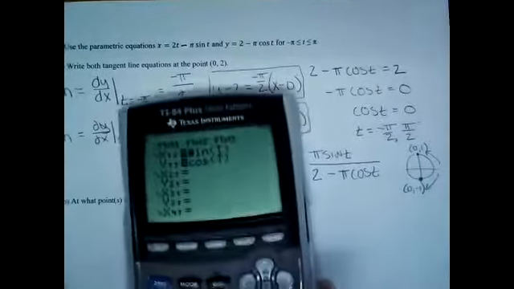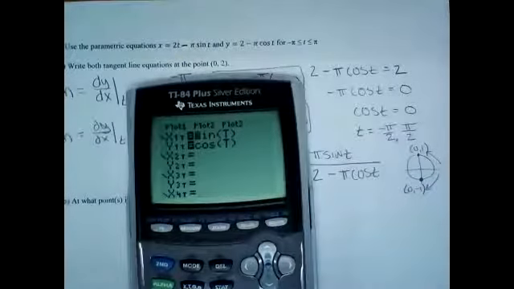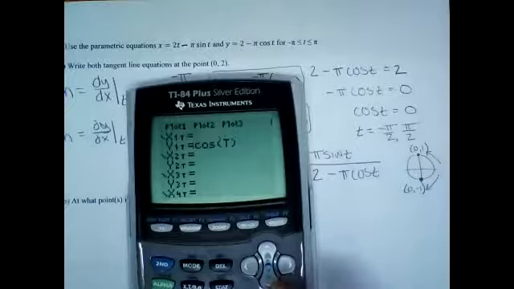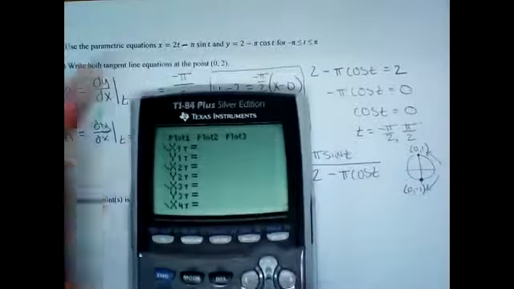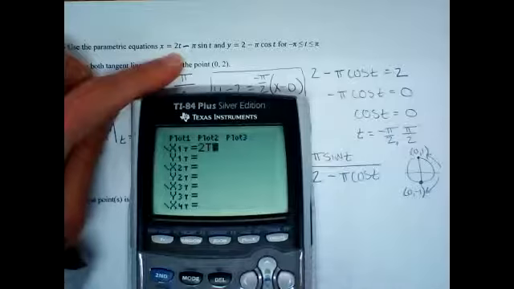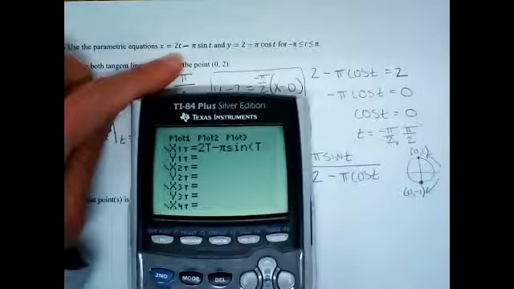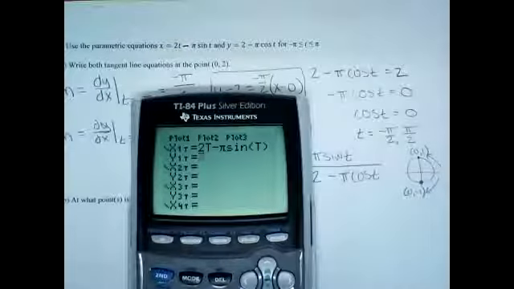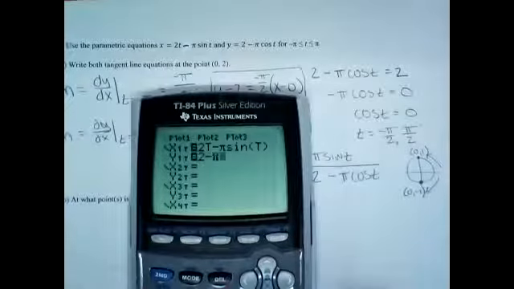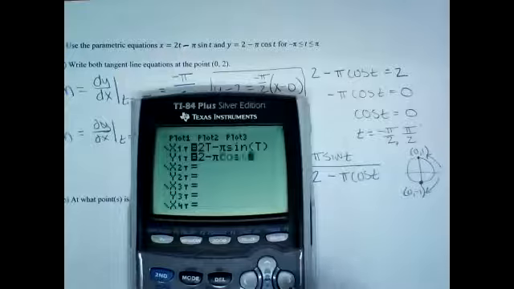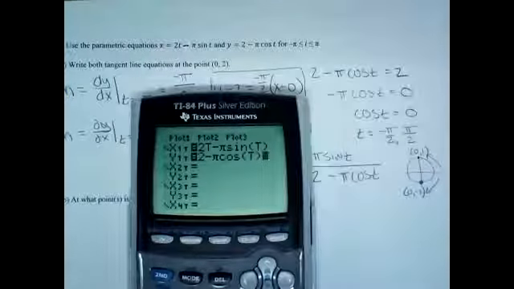All right, go ahead and go to your, I guess it's not y equals, x equals and y equals, your parametric equations. Clear those out and then type in these ones. So 2t minus pi sine of t. And then 2 minus pi cosine t. And I'll pause there a minute, wait for everybody to get that, and then we'll go to the window.